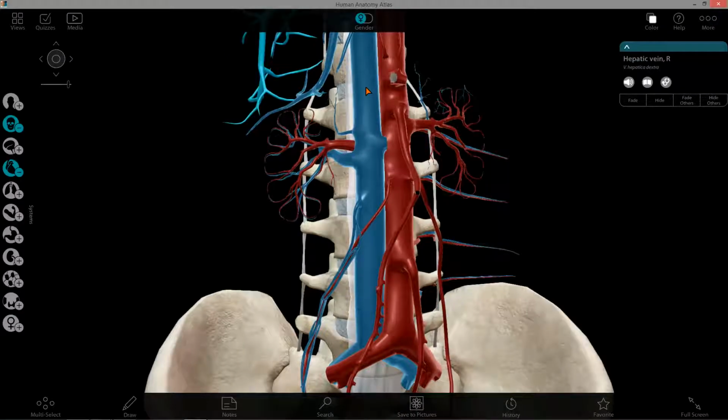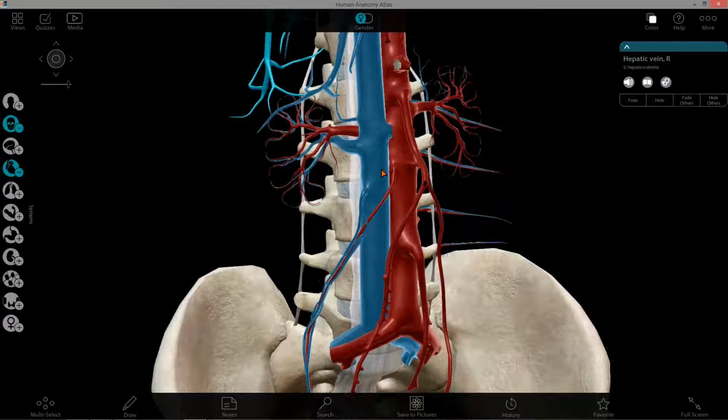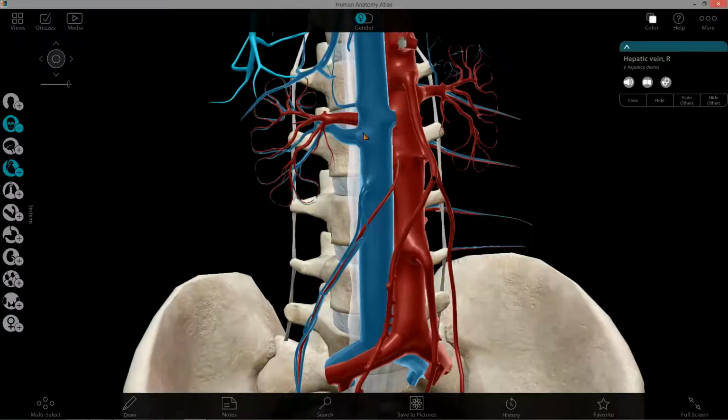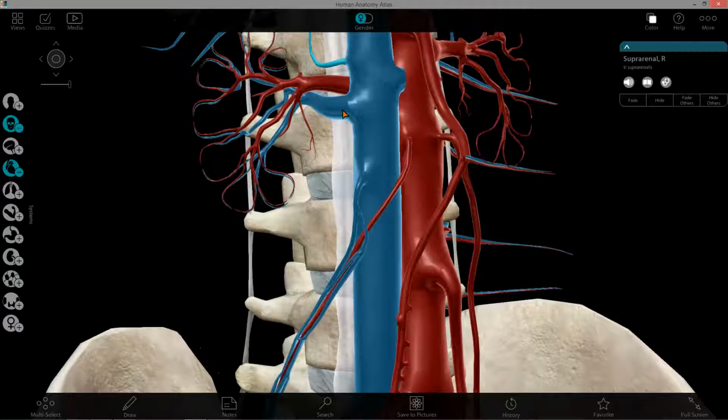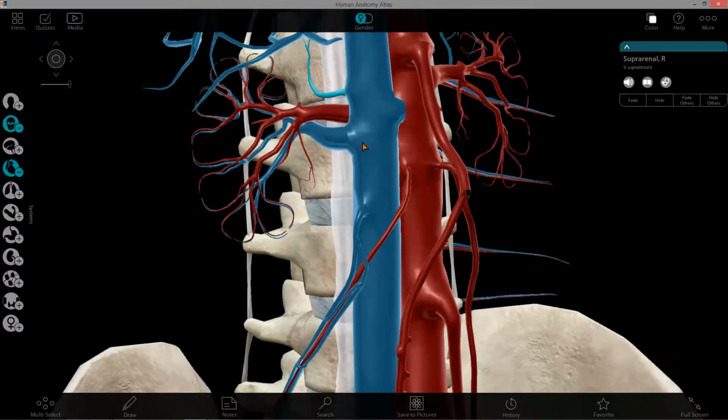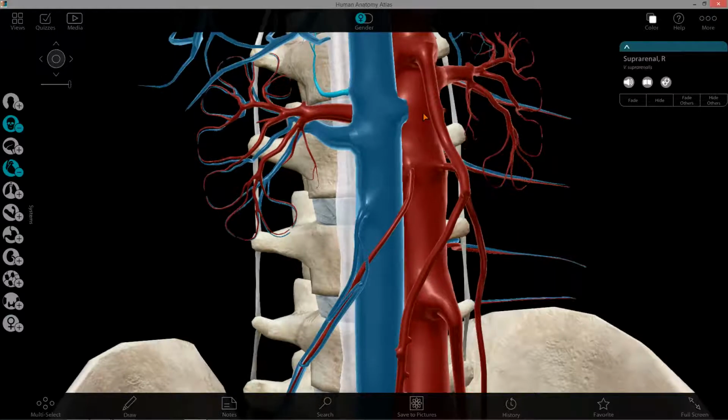It also has some lateral visceral tributaries, the right and left renal veins, of which I only have the right present here, as well as the right suprarenal vein highlighted here, which would drain the right adrenal gland, whereas the left adrenal gland drains directly into the left renal vein, which I don't have present, so that we could better visualize the aorta.